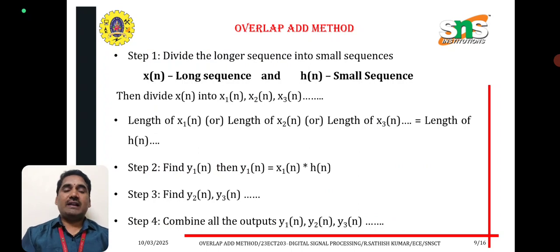Now, how to find the output by the overlap add method? Divide the longer sequence into smaller sequences, that is x of n the long sequence and h of n the small sequence. Then divide x of n into x1 of n, x2 of n, x3 of n. The length of x1 of n, x2 of n or x3 of n is equal to the length of h of n. Next, find y1 of n: y1 of n is equal to x1 of n convolved with h of n. Similarly, y2 of n is equal to x2 of n convolved with h of n, and y3 of n is equal to x3 of n convolved with h of n. We combine all the outputs y1 of n, y2 of n, y3 of n to get the overlap add method output sequence.